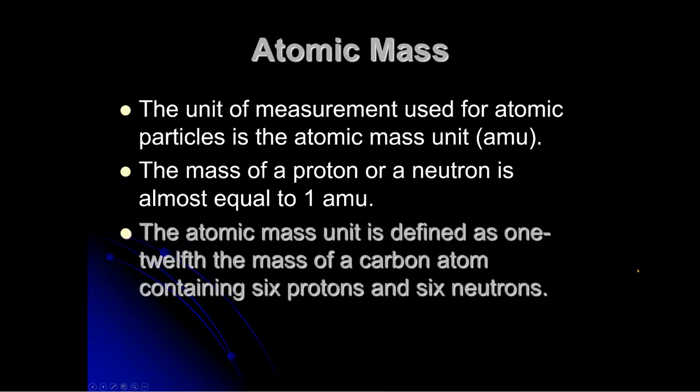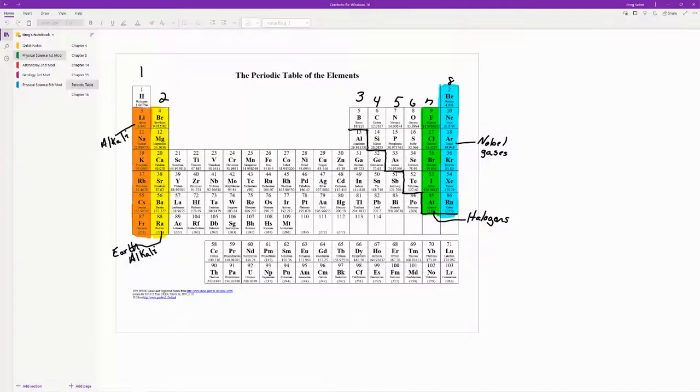The atomic mass unit is defined as 1/12 the mass of a carbon atom containing 6 protons and 6 neutrons. What does this mean? Let's bring up our periodic table and take a look.